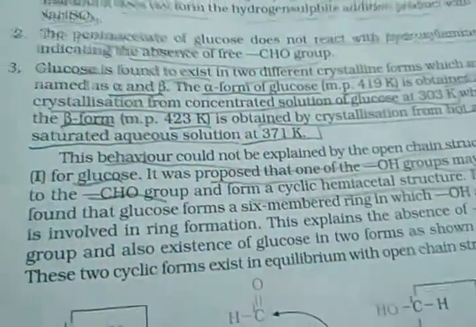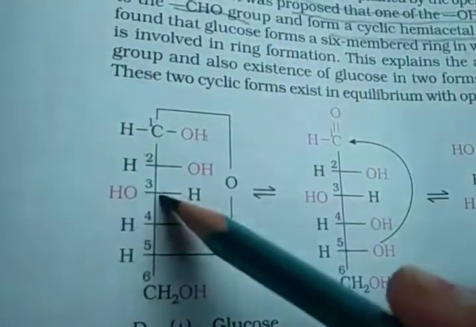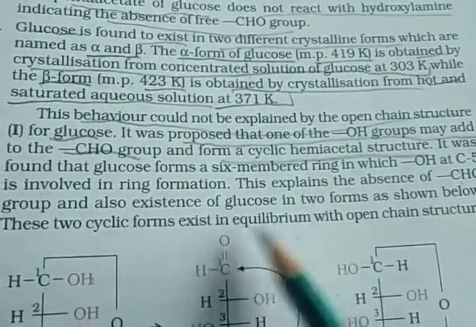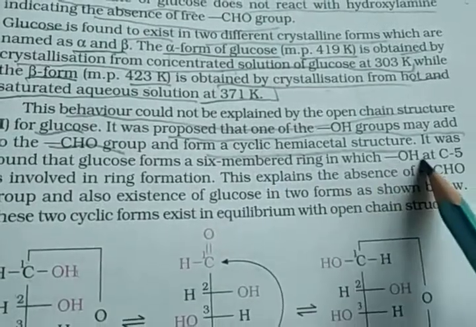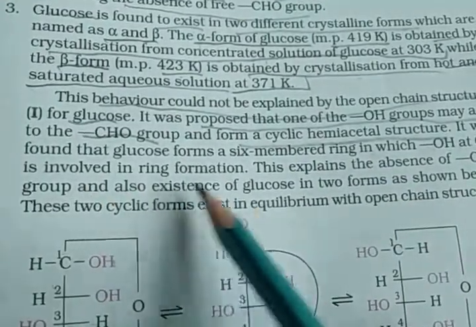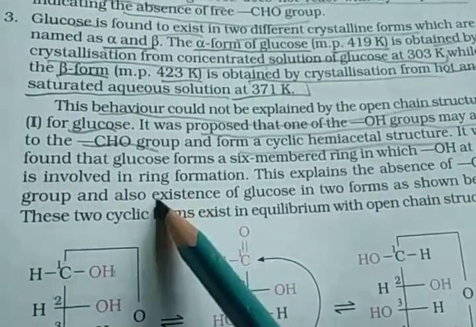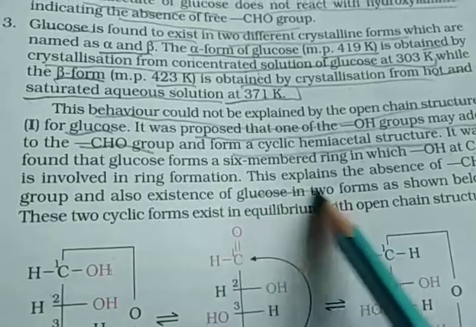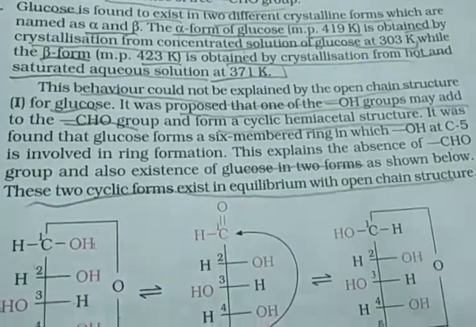And it was found that glucose forms a 6-member ring, 1, 2, 3, 4, 5, 6, as shown below. A 6-member ring in which the OH at carbon 5 is involved in ring formation. So this explains the absence of the CHO group and also the existence of glucose in 2 forms. The 2 cyclic forms exist in equilibrium with the open chain structure.